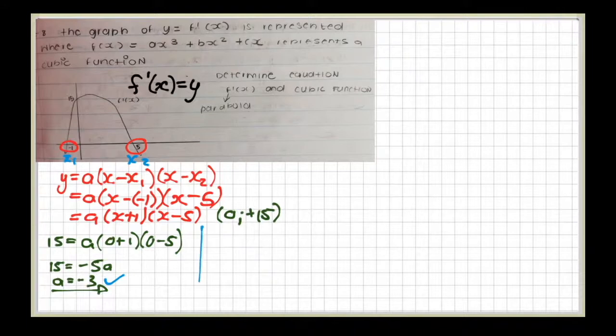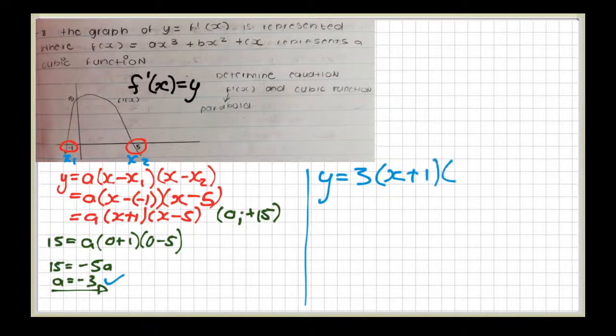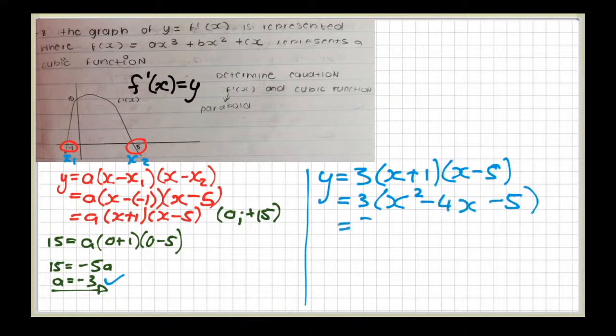So let's finish off this one. I'm just going to go over to the side here. I have y equal to -3(x plus 1)(x minus 5). So this gives me -3(x squared minus 4x minus 5). So y is equal to -3x squared, sorry, that's plus 12x plus 15. I'm so glad I picked up on that.